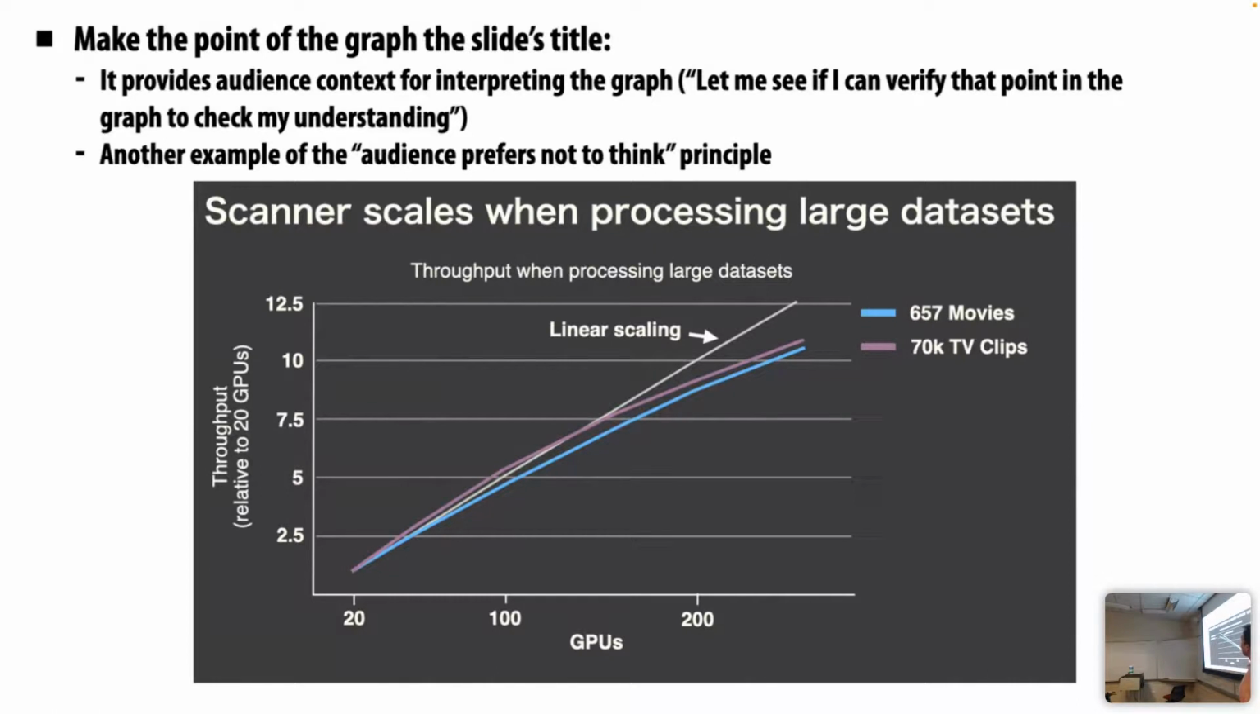So the point here is I wanted to show that my system scales linearly with the number of GPUs, or in other words, this graph should be a line. And as you can see, as we increase the number of GPUs, the performance goes up almost as a line. It scales linearly. And you knew all along that that's what we were trying to get to because the point is the title of the slide.